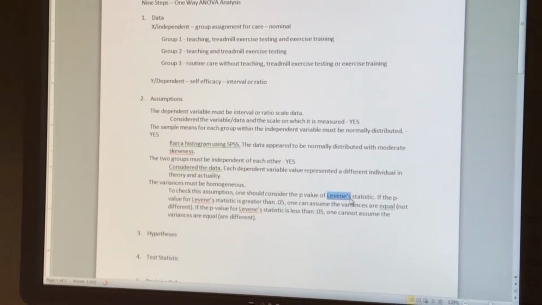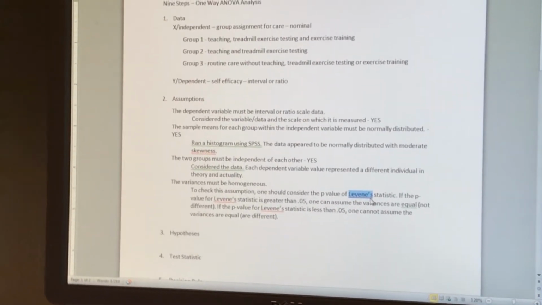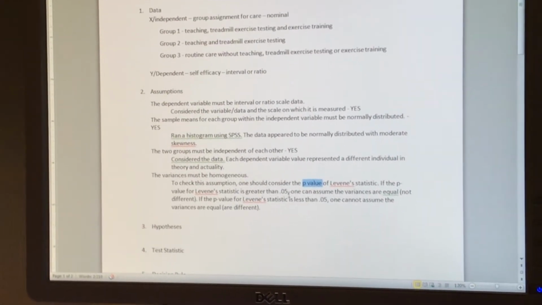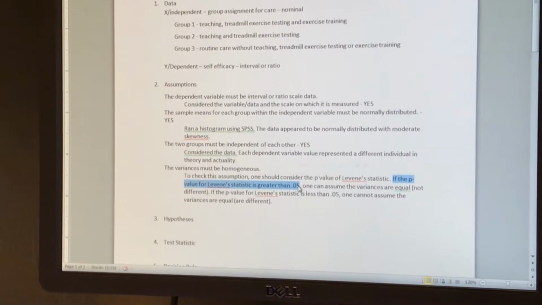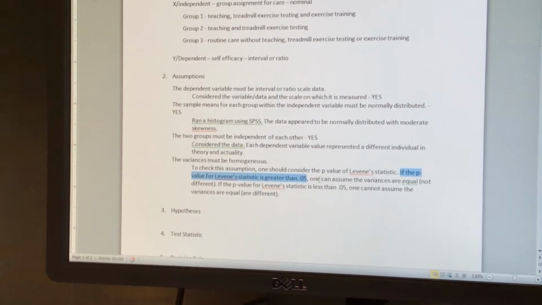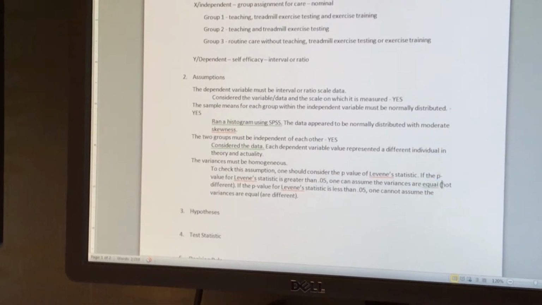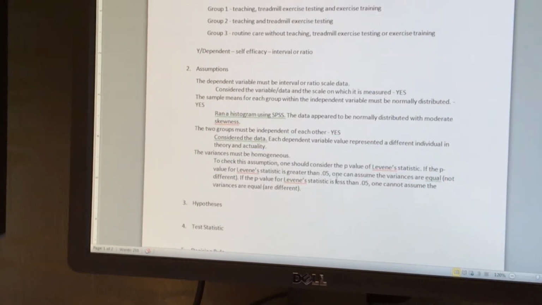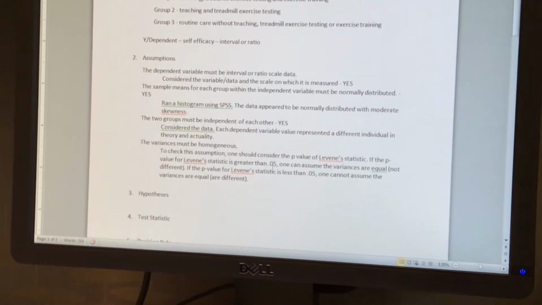And it's just another statistical analysis, just like a one-way ANOVA or a t-test, but it's called a Levene's test, that will provide us a p-value for that particular test. And if that p-value of Levene's statistic is greater than 0.05, it tells us we can assume the variances are equal, which means not different, which means homogeneous. So what we want to see when we run this test is that our p-value for Levene's statistic is greater than 0.05.